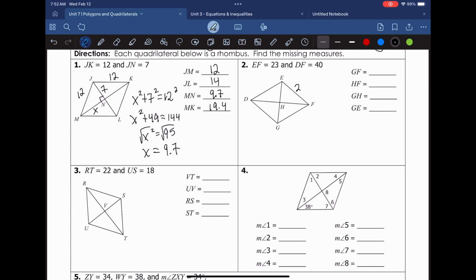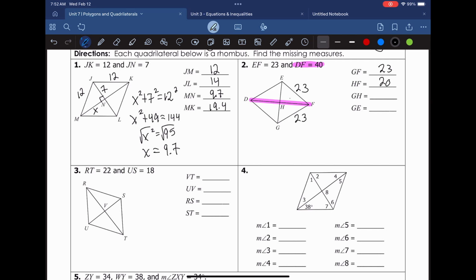EF over here on number 2 is 23, and DF is 40. That's a diagonal, so I'm going to label that there. If we know EF is 23, that means GF is also 23. With a rhombus, all the sides on the outside are the same. For HF, that's half of this diagonal. The whole thing is 40, which means the half is 20.